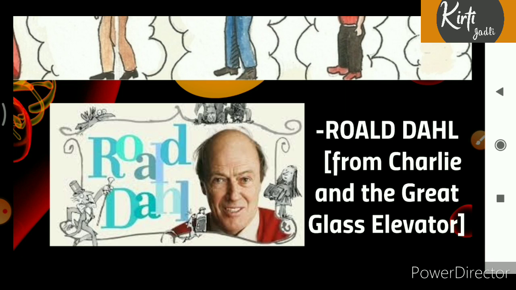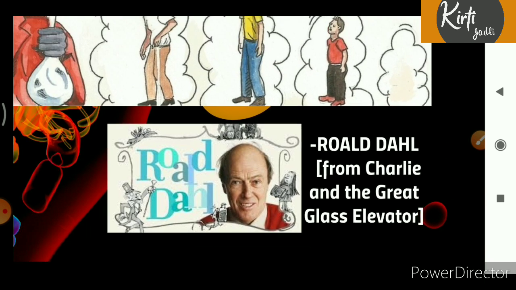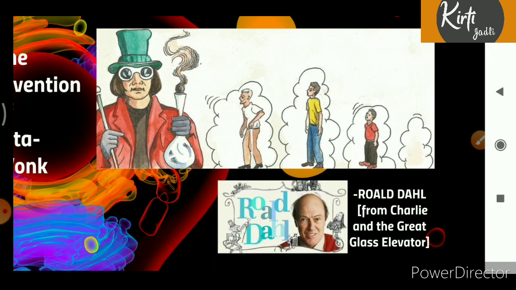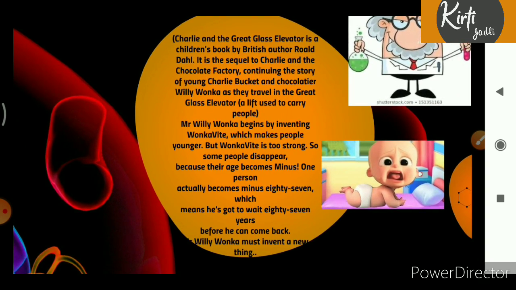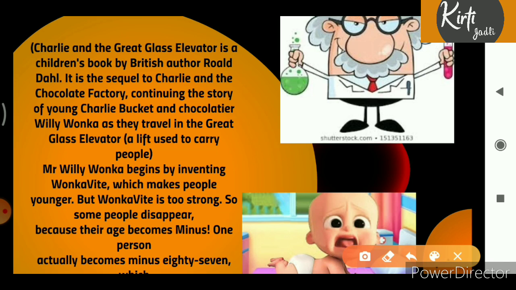So, the story is basically about an eccentric scientist who is trying to invent a medicine. Let us dive into the chapter to know more about this medicine. Now, this chapter is an extract from the story titled Charlie and the Great Glass Elevator. It is a children's book written by a British author Roald Dahl, and it is a sequel to Charlie and the Chocolate Factory, which is a very interesting story in itself. You should definitely read it on the internet.